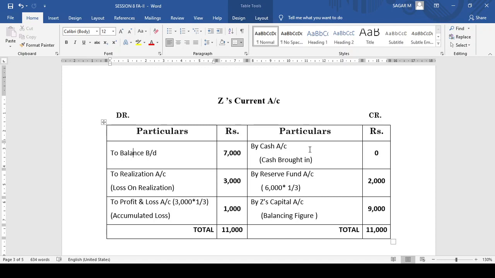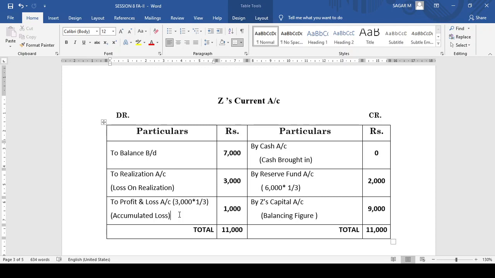After that, on the debit side, you can transfer the realization loss, his share of rupees 3,000. And we have in the balance sheet accumulated loss. So that accumulated loss should be debited to Z's current account and his share is 1/3. So out of 3,000, his share is rupees 1,000.